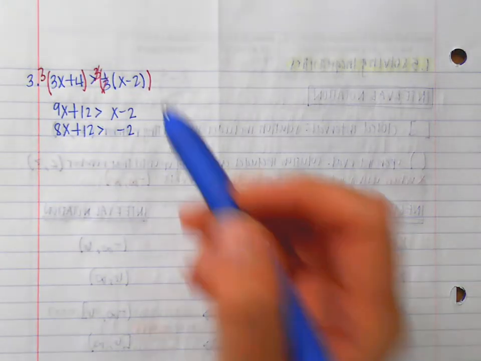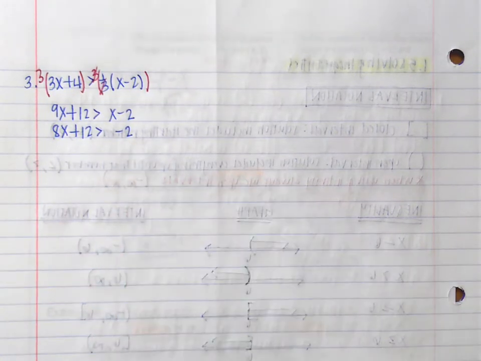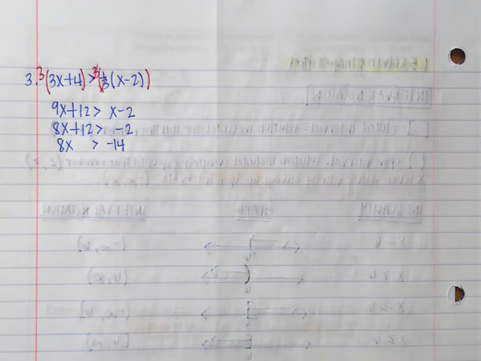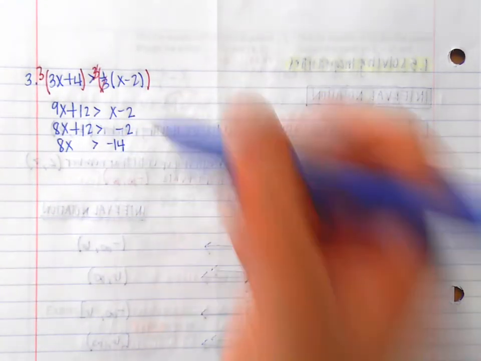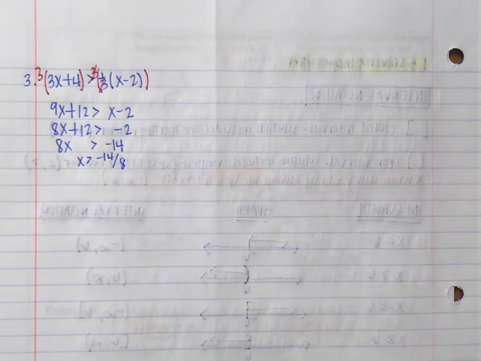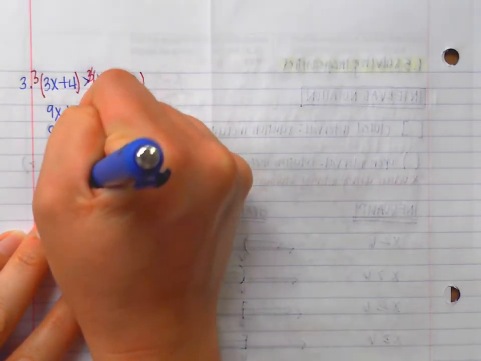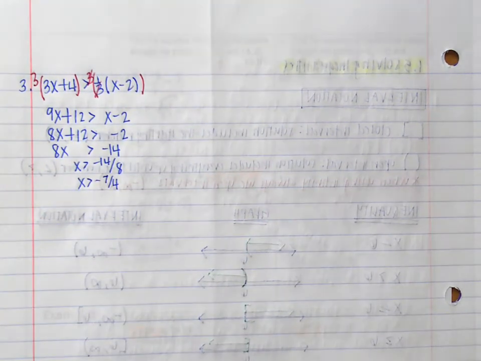First thing I did is I subtracted x from both sides to get 8x plus 12 is greater than -2. I then moved the 12 over. I subtracted 12 from both sides to get -14. And to get x by itself, I just divided both sides by 8. So now I would simplify my fraction. Those are both divisible by 2. So x is greater than -7/4.